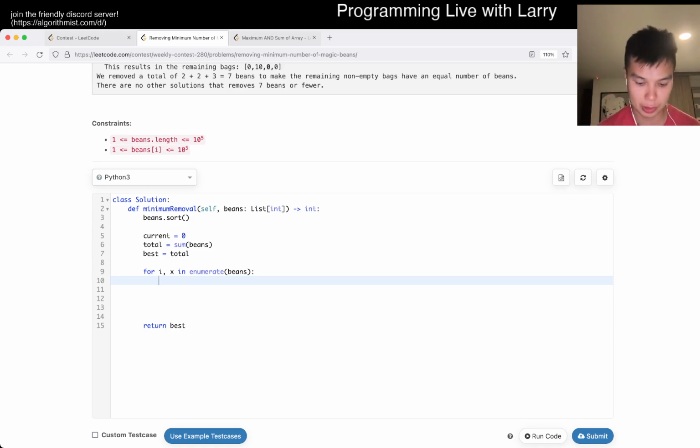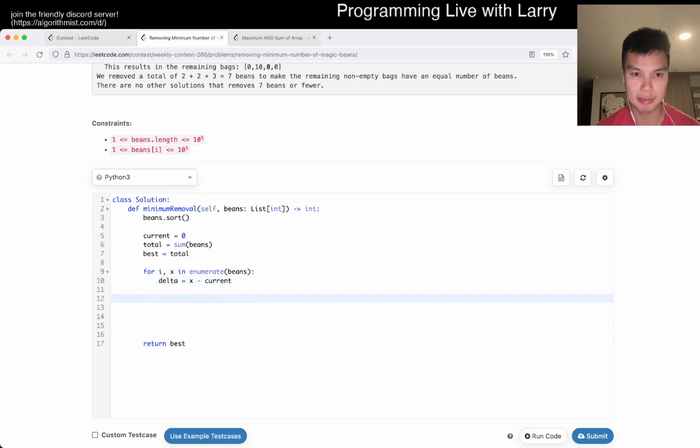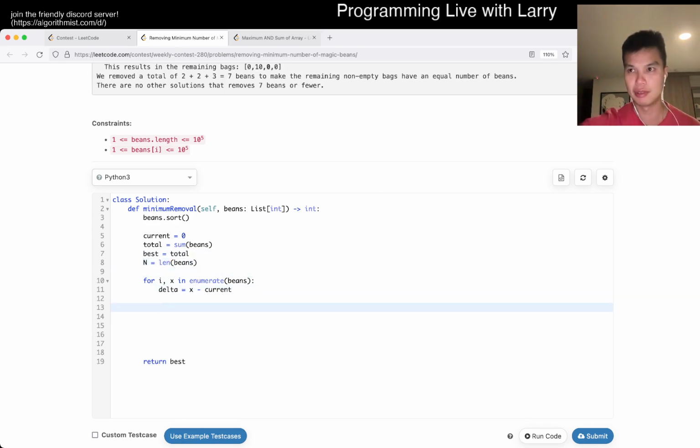So now delta is equal to x minus current. Okay. And then i means that everyone above that can decrease, right? So we subtract delta times n minus i. Yeah, because now everything matches this. And then now what do we do?